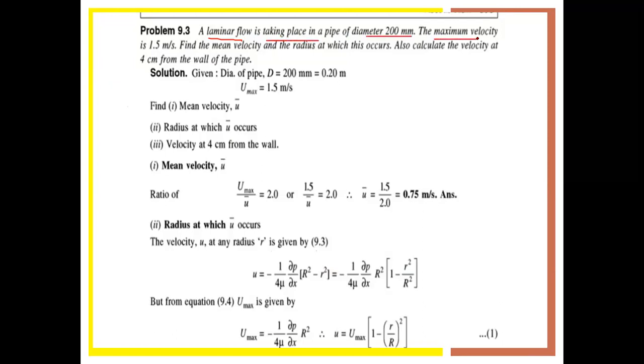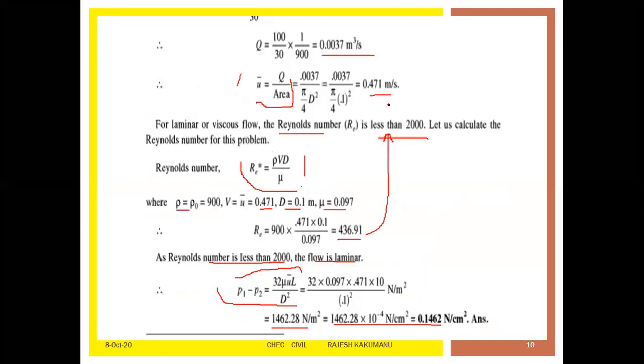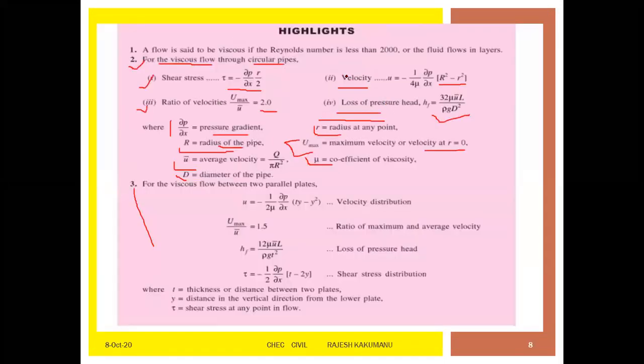Now a laminar flow is taking place in a pipe of diameter 200 mm. The maximum velocity is 1.5 meters per second. Find the mean velocity and the radius at which it occurs. Also calculate the velocity at 4 centimeters from the wall of the pipe. So velocity at 4 centimeters, then we have to take this formula, this velocity, right? Ratio of velocities, then we have to take that formula, right?